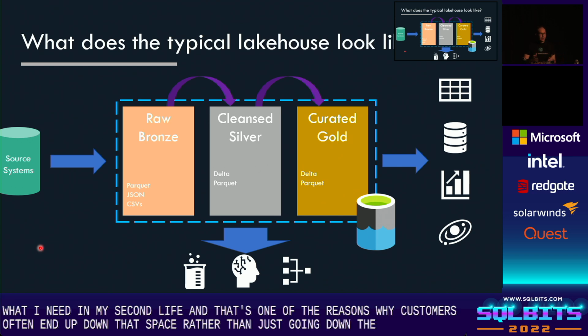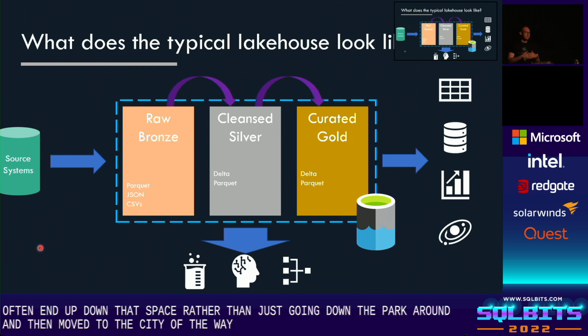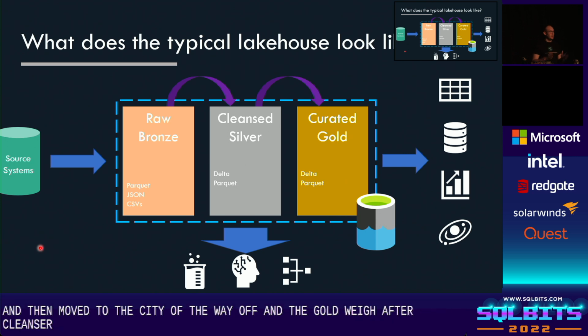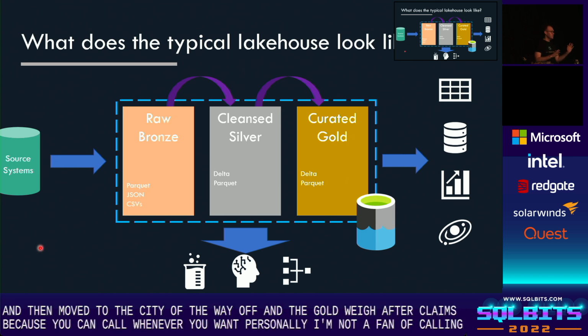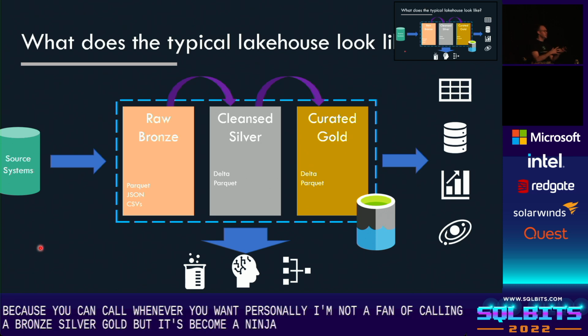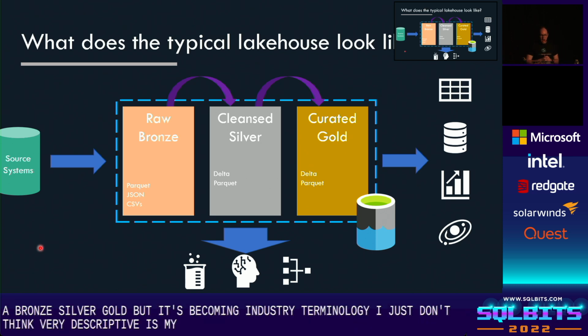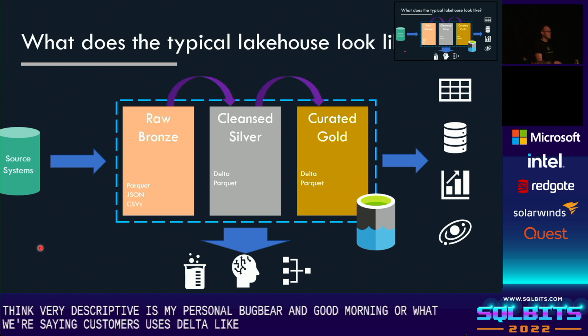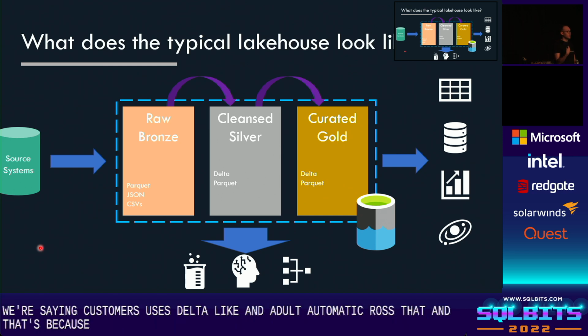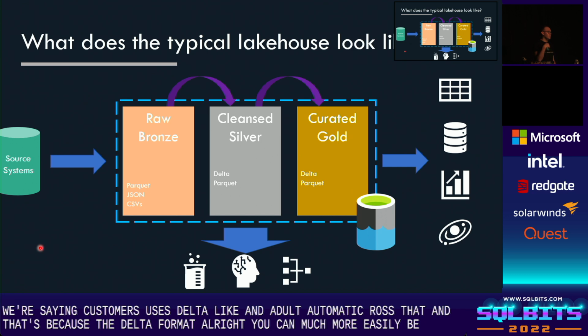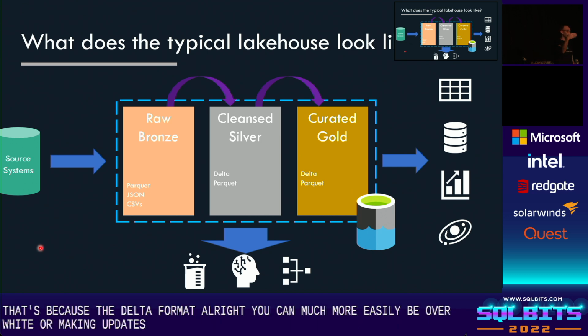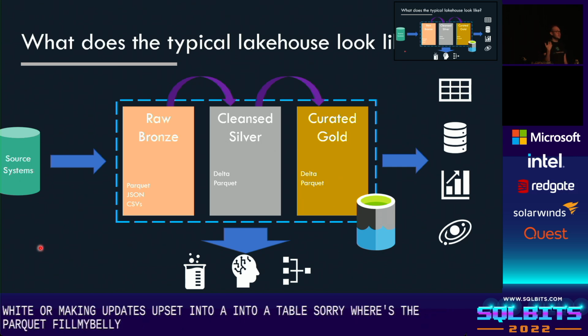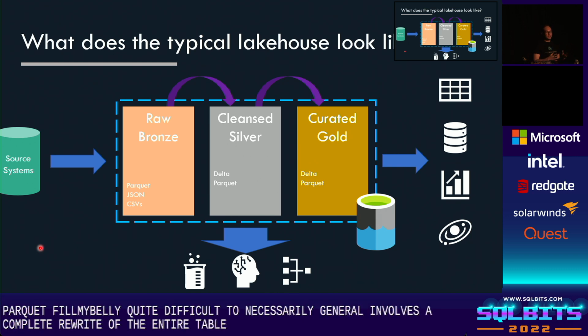Then we move to the silver layer and the gold layer, the cleansed, the curated, you can call it whatever you want. Personally, I'm not a fan of calling it bronze, silver, gold, but it's become industry terminology. I just don't think it's very descriptive, is my personal bugbear. More and more, what we're seeing customers use is Delta Lake and the Delta format across that. That's because the Delta format allows you to much more easily overwrite or make updates and upserts into a table, whereas with the Parquet format that is quite difficult and generally involves a complete rewrite of the entire table, or at least the partition of that table.